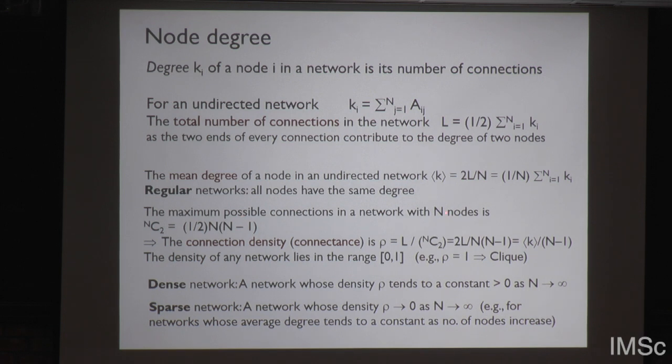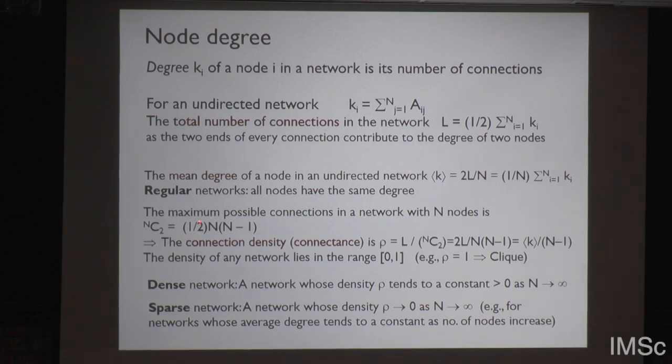If all nodes have exactly the same degree, so if Ki, the degree of each node, is exactly equal to the average degree, then you have what is known as a regular network. One of the simplest examples of a regular network is a ring, because every node has exactly 2 connections to its 2 neighbors, left and right. So that will constitute a regular network. Again, these are something that we have seen before.